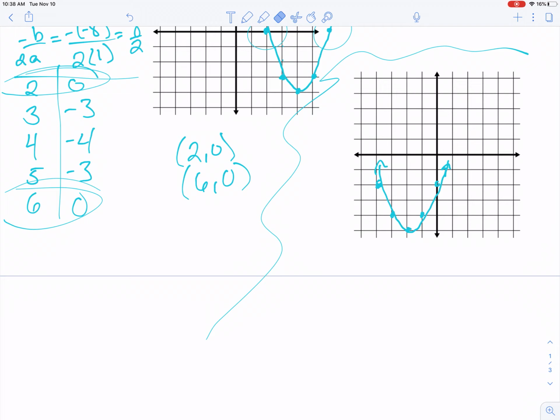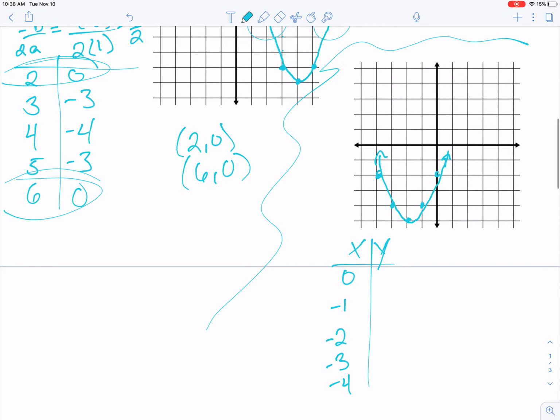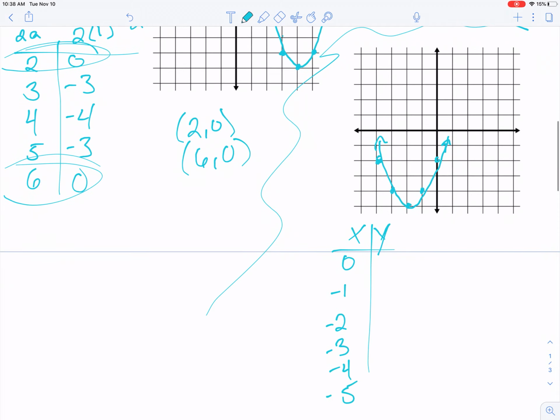No, it's not. So what you need to do, if this was my table, x, y, and I had negative 2, negative 1, 0, negative 3, negative 4. What you need to do is go ahead and plug in and find the next values so that you can plot the next points and tell me where those are, which hopefully they'll go at nice happy spots.